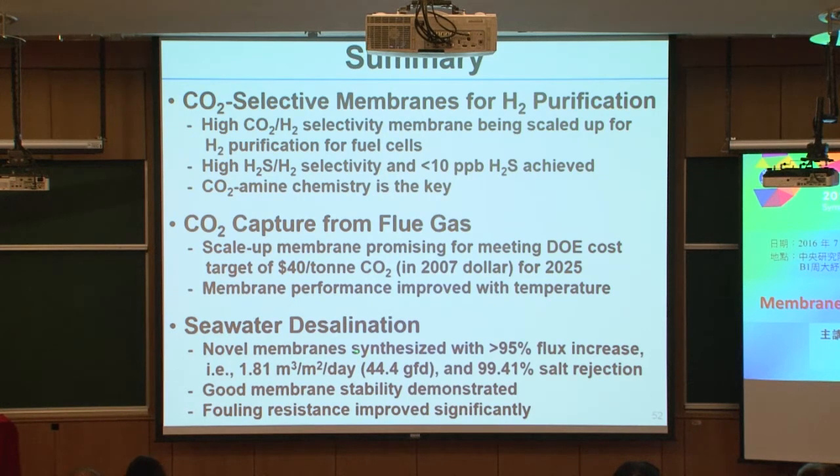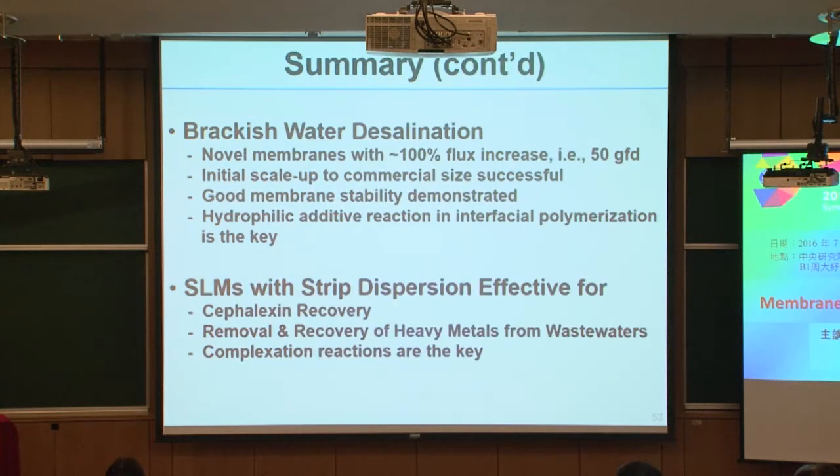For seawater desalination, we can make a membrane with more than 95% flux increase, while we can still maintain very good salt rejection. Membrane stability is good, and fouling resistance also improved significantly. For brackish water, we can double the flux, and at the commercial scale the stability is also good. The hydrophilic additive reaction in the interfacial polymerization is certainly a key to increase the hydrophilicity. The supported liquid membrane with strip dispersion is certainly effective for recovery and removal of heavy metals from wastewater. Complexation reactions are really key here.